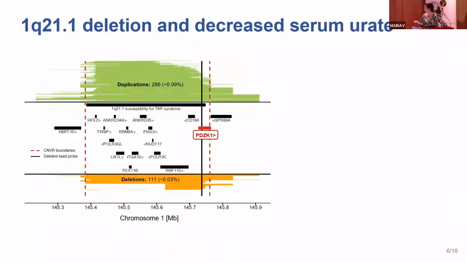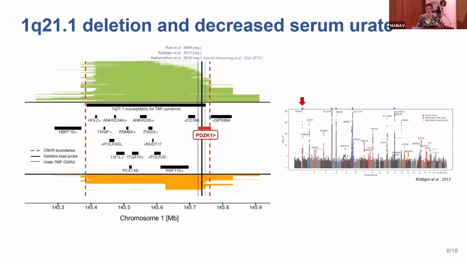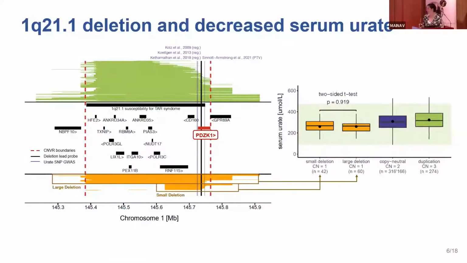So the first thing that we did was to map the CNV onto the chromosome, and we observed that it overlapped with a gene called PDZK1. And this gene happens to be a very well-known SNP-GWAS signal for serum urate levels. And in addition to that, we know that the gene is expressed in the kidney and that it encodes for a scaffold protein that interacts with various urate transporters. So it already was a very good candidate gene, but then we took it a step further and split the deletion carriers into two groups.